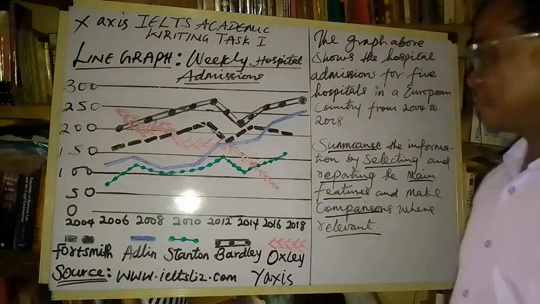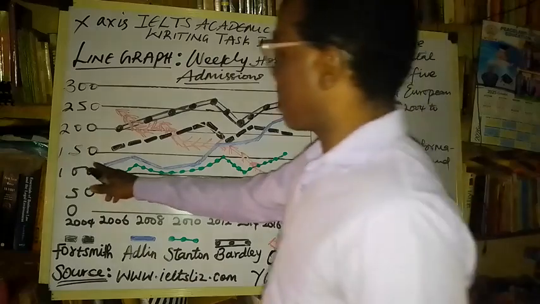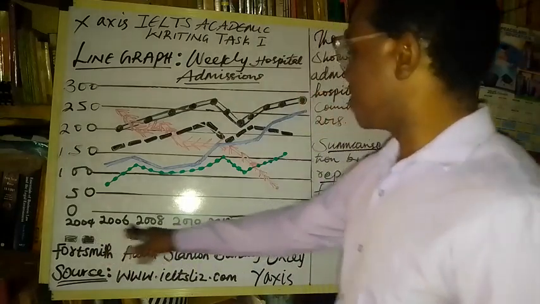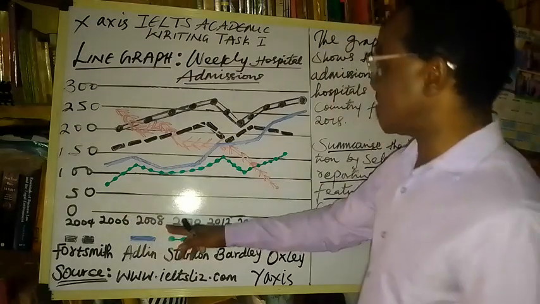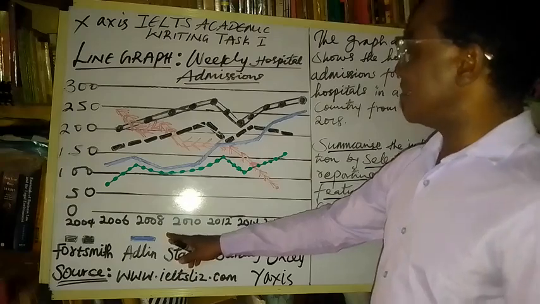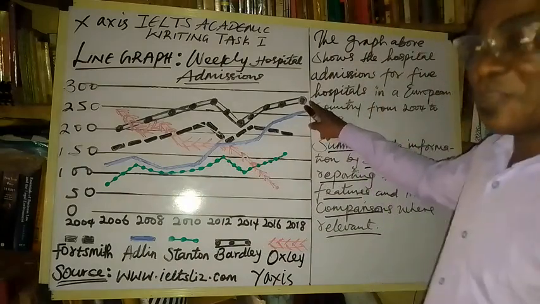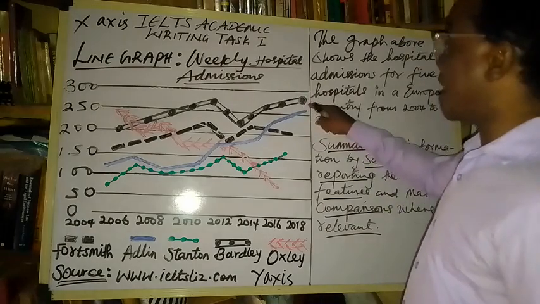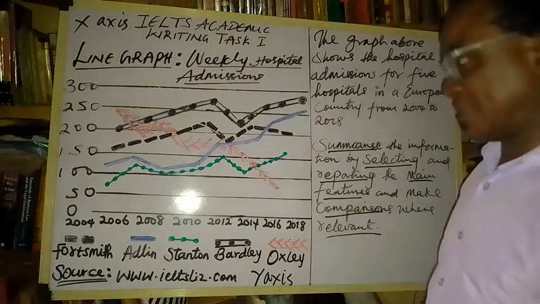Now, Adeline Hospital came second after Badley Hospital. Starting from just above 100 in 2004, it stabilized, fluctuating a little between 2006 and 2008. But after that, it began to rise steadily. And as the survey period was coming to an end, it had already peaked at just above 250 and had the potential to rise further.